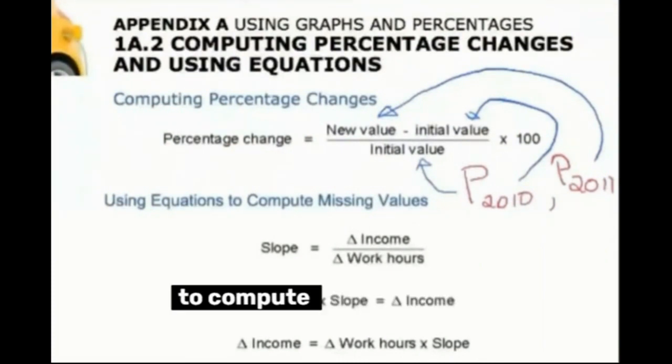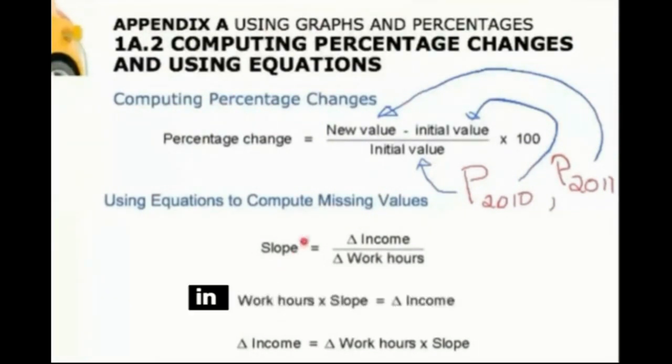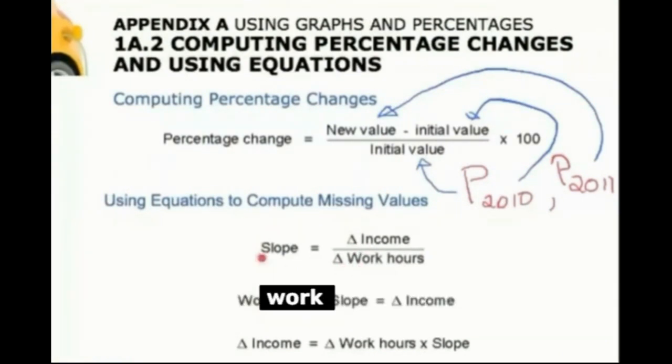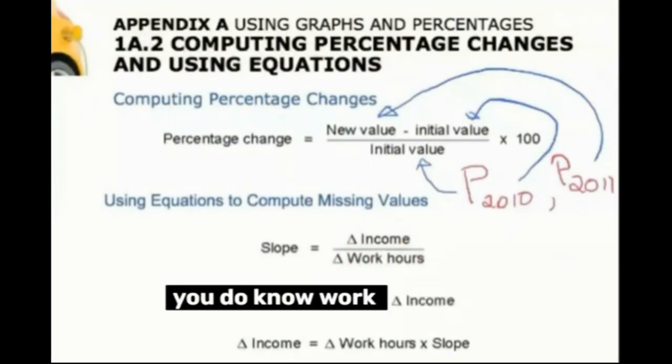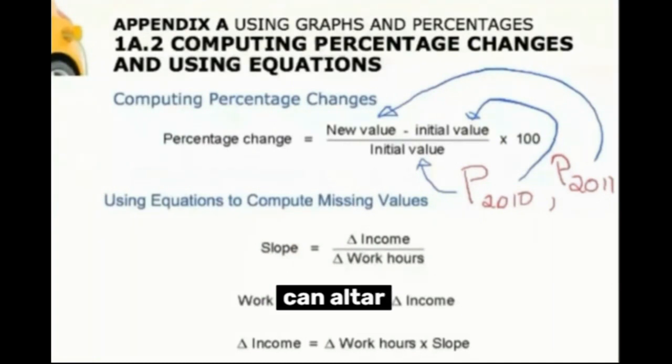You're also going to want to be very good at using equations to compute missing values. Remember, when we looked at the slope of the curve for hours worked and income, the slope was equal to the change in income divided by the change in work hours. Now, suppose you don't know the change in income, but you do know work hours and slope. Well, since we know this equation is correct, we can alter it and solve for one of the other variables as long as we know two of them.